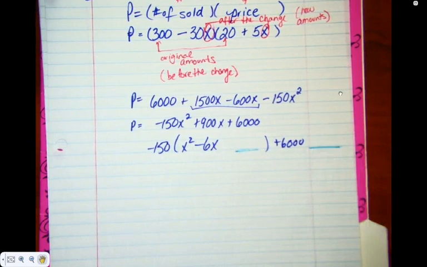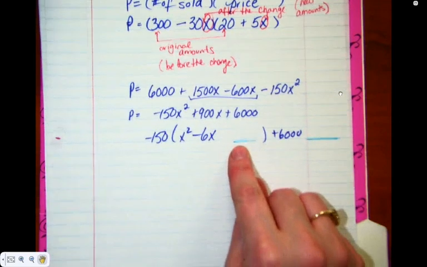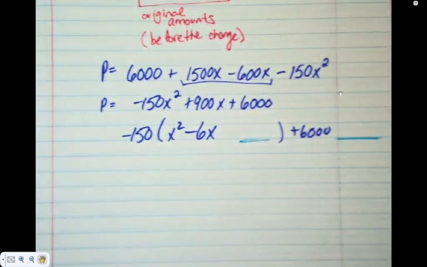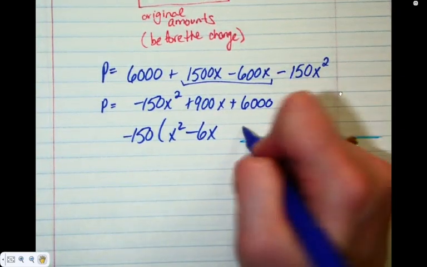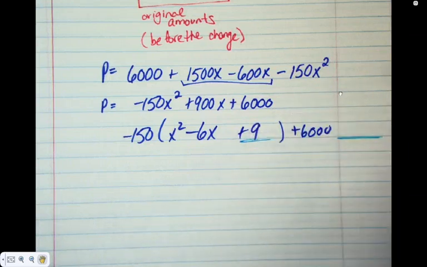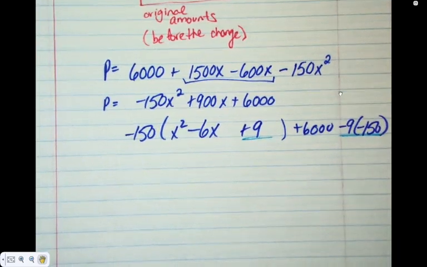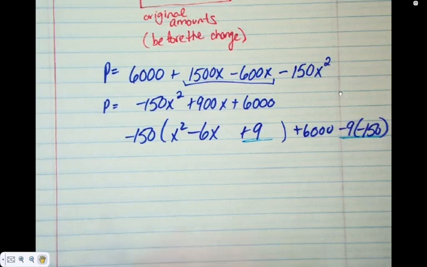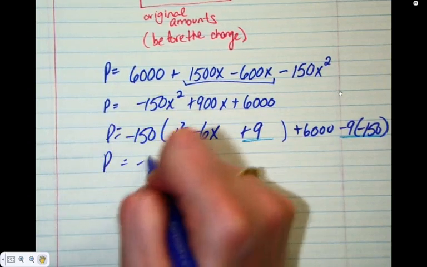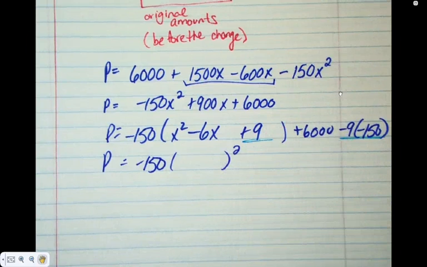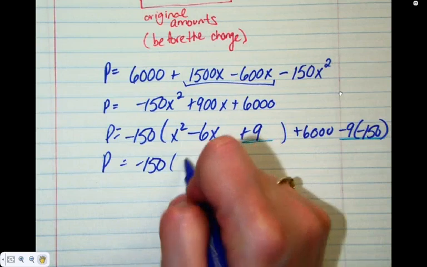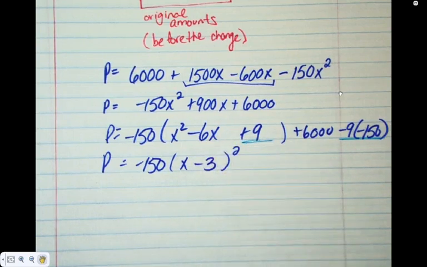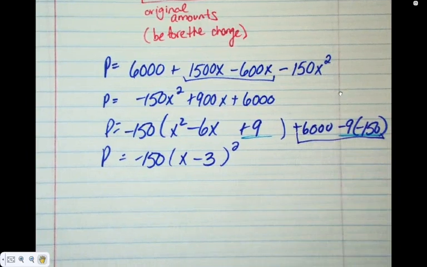Number here, number here. How do I find the first number that goes into the brackets? Middle divided by 2 squared. How many times have we done that now? So negative 6 divided by 2 squared. How do I balance off plus 9? So I have my negative 150 in the front. I need a binomial squared. That sounded confirmed. Then I just simplify all this stuff up.